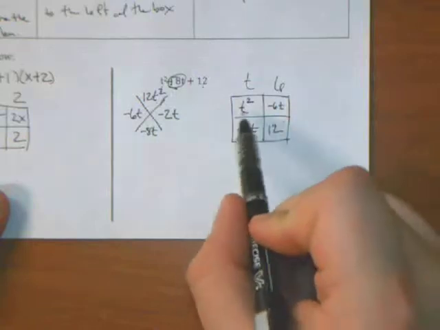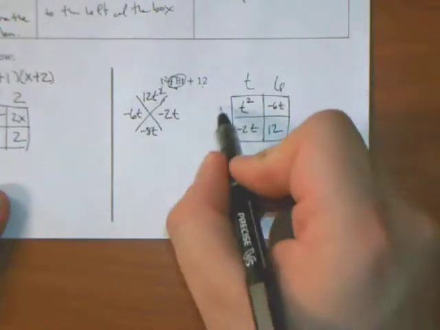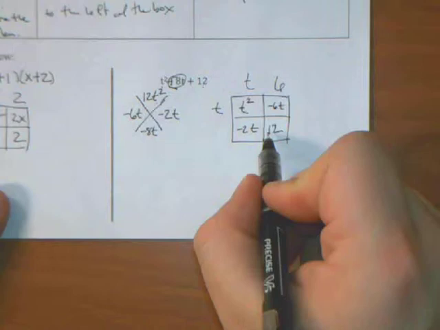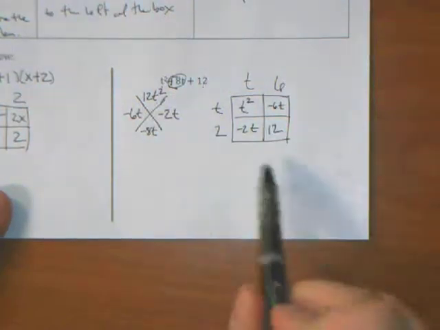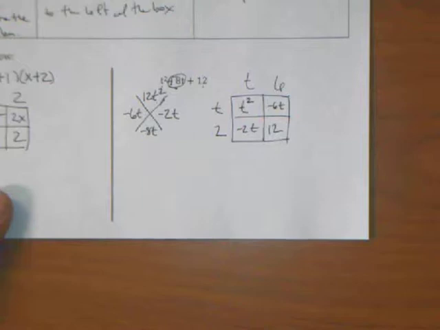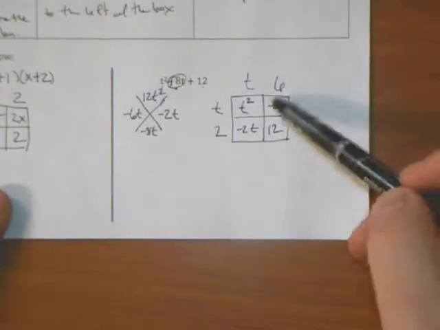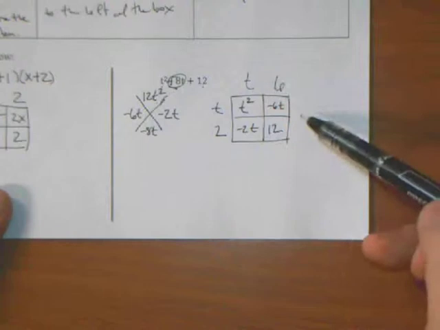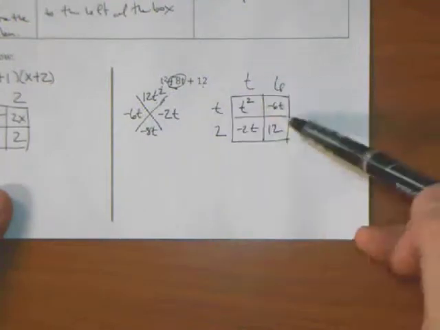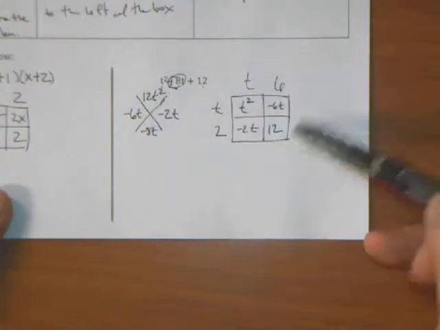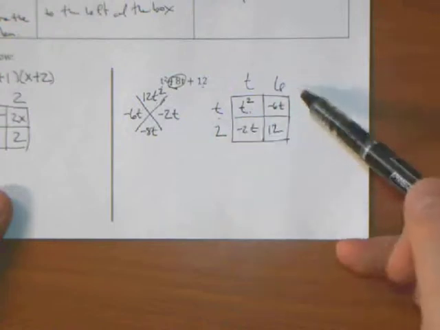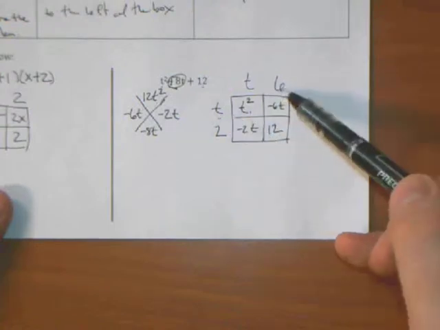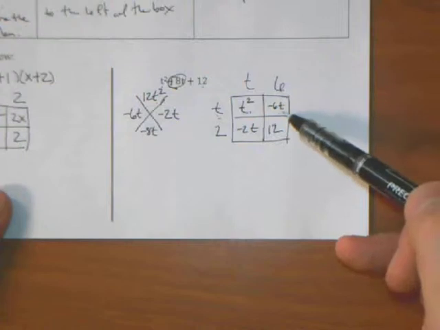Okay, let's do rows here. t squared and negative 2t, then negative 2t and 12. Negative 2. Our rule of thumb says since they're different signs, we'll write positive 2. Let's double check to make sure this is correct. If this is the correct factorization, then if I multiply what's on the outside, I'll get what was in the middle. So t times t, t squared. t times 6, 6t. It should be negative 6t.